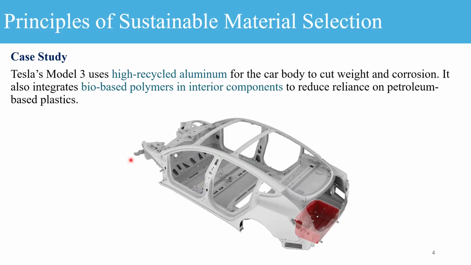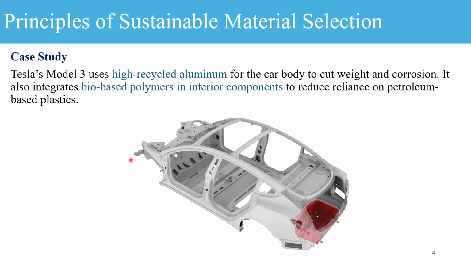Let's look into the case study. This is the Tesla Model 3 body frame. Tesla Model 3 uses highly recycled aluminum for the car body to cut weight and corrosion. It also integrates bio-based polymers in interior components to reduce reliance on petroleum-based plastics. While the production energy of aluminum is almost 10 times higher than steel, the use of recycled aluminum actually reduces the production energy, and it also reduces the mass, and that lowers the operational energy consumption, and it results in a net positive life cycle balance.